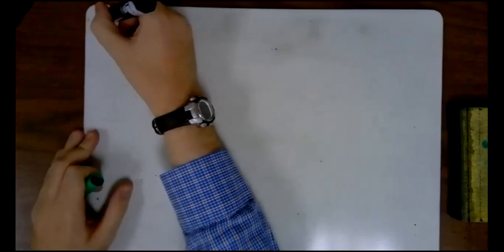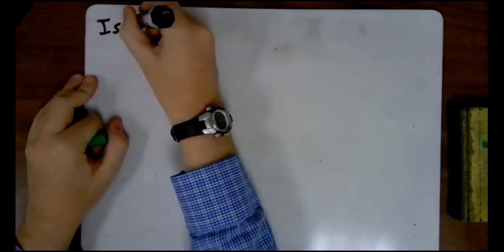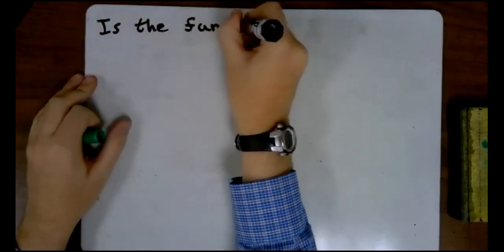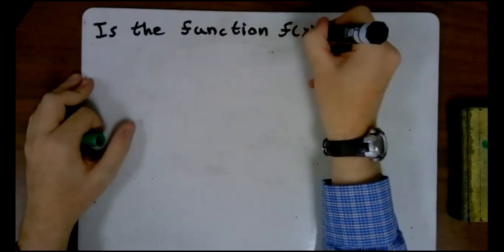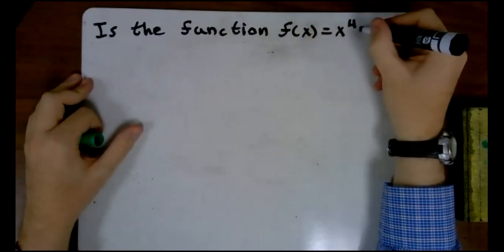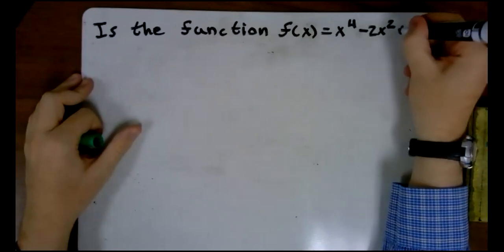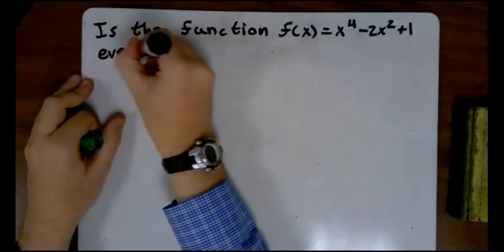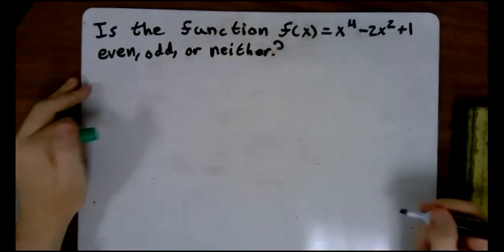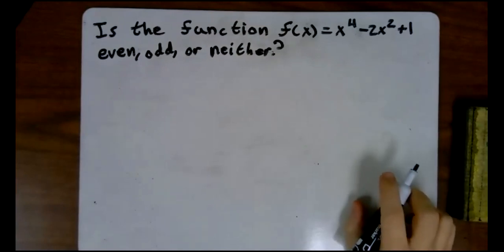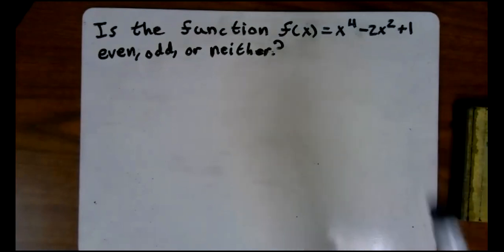So this might be the question, just to make something up off the top of my head. Is the function, let's say, f of x equals x to the fourth power minus 2x squared plus 1, even, odd, or neither? Now, there's a couple ways you could do this. If you have familiarity with how evenness and oddness work in an equation, then you could just look at this and know. But since we haven't really talked about that kind of shortcut and it's occasionally fallible, another way to do it might be to graph it and see if it's even or odd.